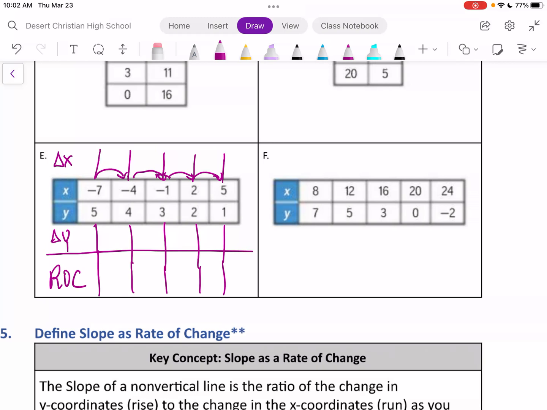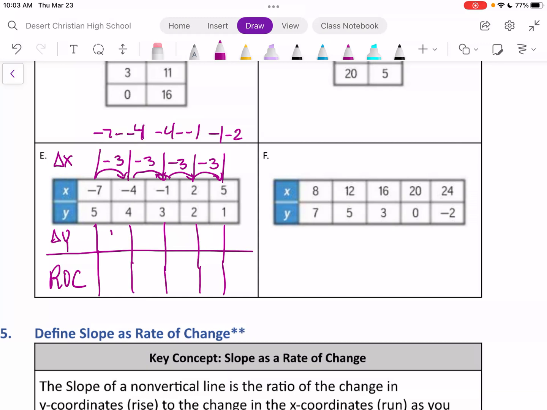Okay, so -7 minus -4. In this case, because I'm going from the lower values to the higher values, that's -3. Or wait, am I subtracting? Nope, I wasn't subtracting. -7 minus -4, yeah, it's -3. -4 minus -1, -3. -1 minus 2 is -3. 2 minus 9 is -3. Cool, that looks good.